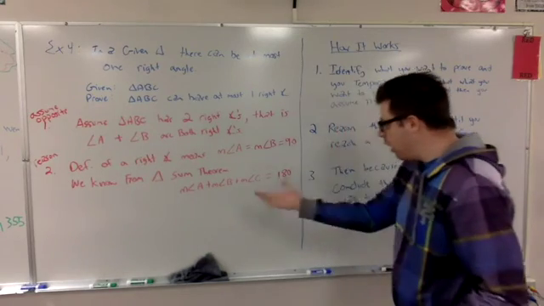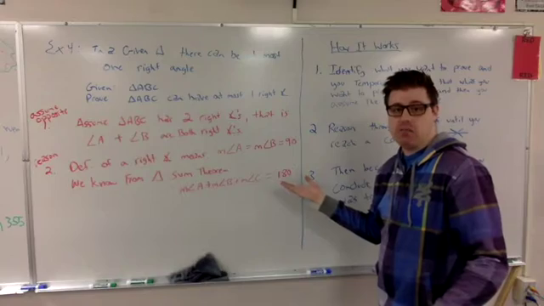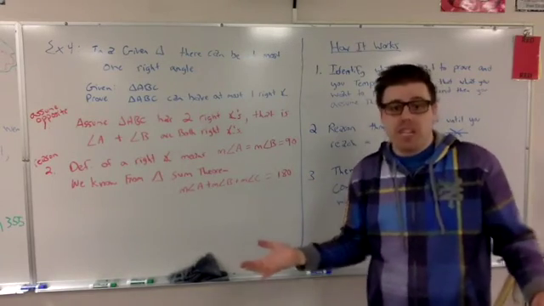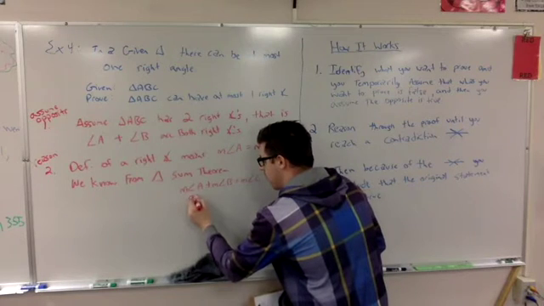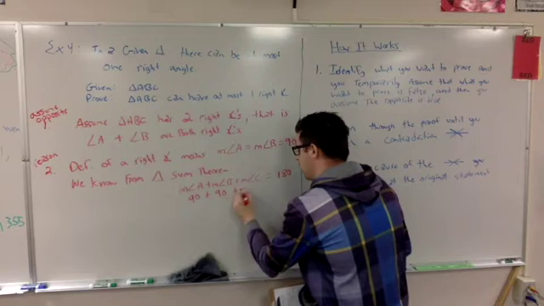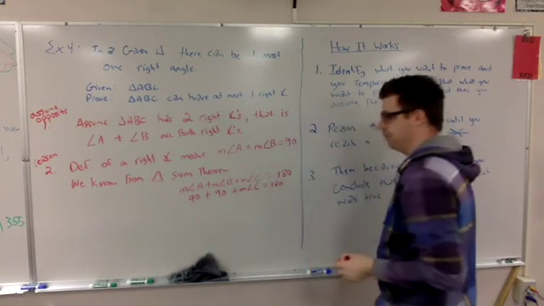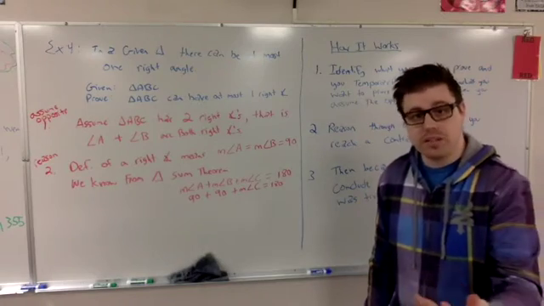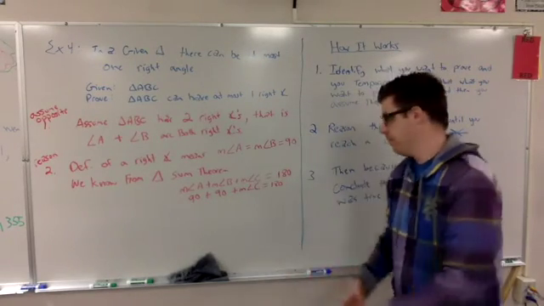Okay, well, we said already that the measure of A and B were 90. So let's just find what the measure of C is. Let's plug that in. So we would say, well, okay, the measure of A is 90 plus the measure of B is 90. And then we have the measure of C, which we don't know. Now let's subtract both of these 90s to the other side to find C.